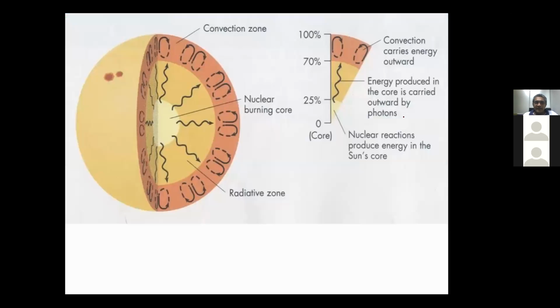So here, usually these are the sizes of these three layers. The core is maybe up to 25% of the radius, and then up to maybe 70%, between that 25 to 70, it's going to be the radiation zone, and maybe another 30% is going to be the convection zone. But you know, these are not really clearly defined.